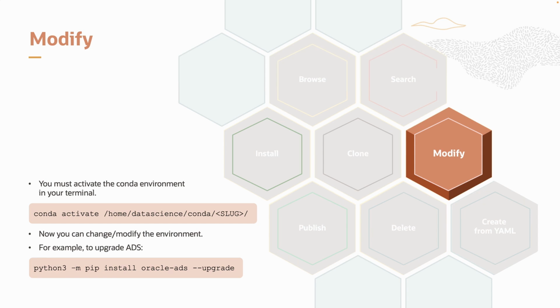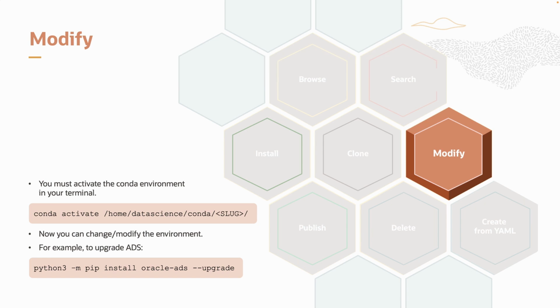So the first thing you need to do is call conda activate and pass the path to the Conda environment that you want to work with. By default, it's stored in /home/datascience/conda, and then the slug is the folder name. This will, in the terminal, activate the Conda environment, so any changes you do will change that Conda environment only.